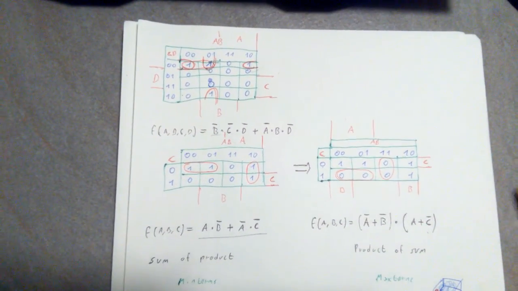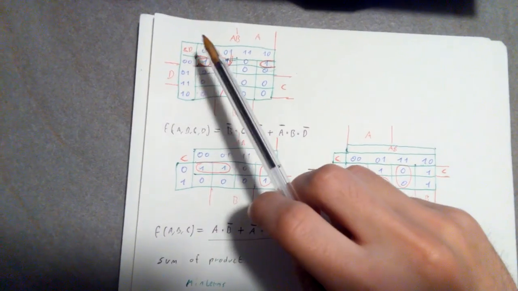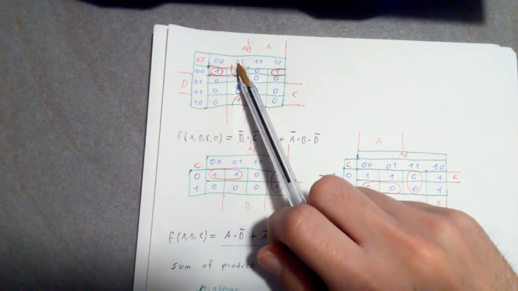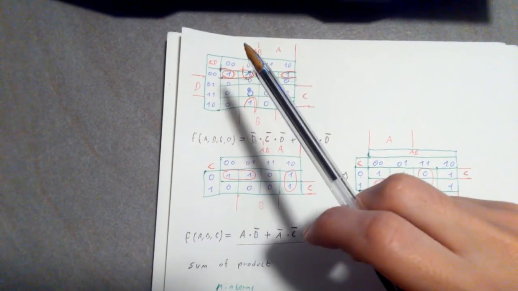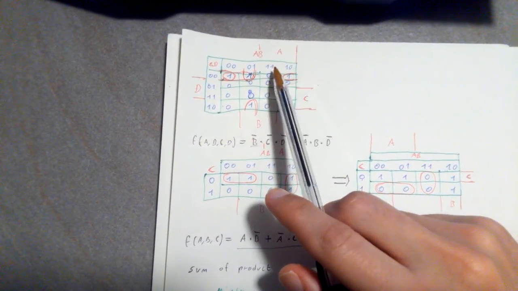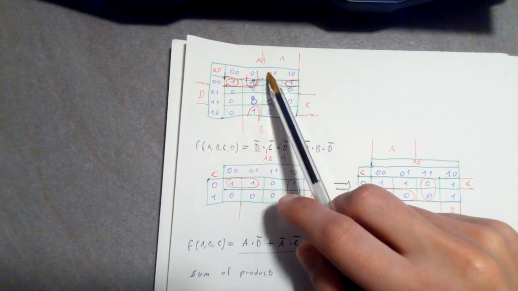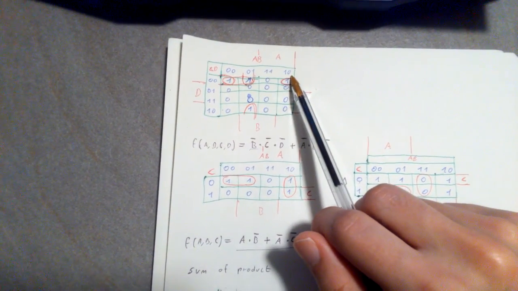You may have noticed that when I wrote and made Karnaugh maps, I was writing 00 01 11 10. And many of you probably were thinking, well, why? Why doesn't he write 10 here, then 11 here? Well, the reason is simple actually.